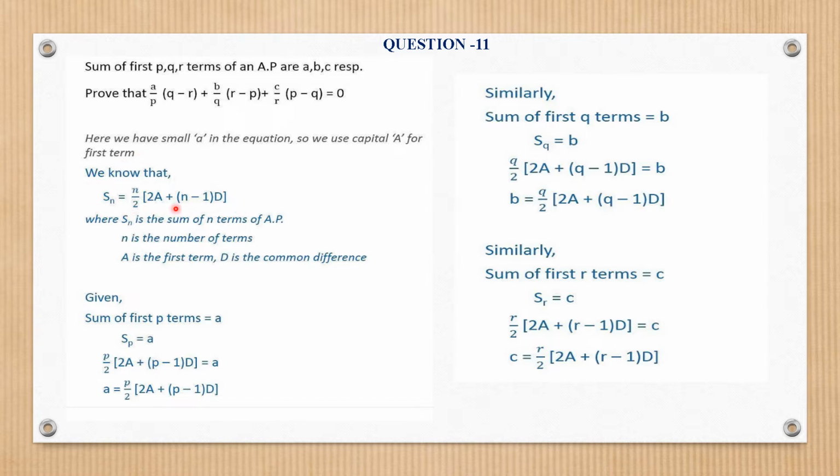So Sn is this formula. See, I have taken this capital A and capital D. Okay, now the sum of first p terms is equal to a, so Sp is equal to a. This is the formula. Change n to p, this becomes equal to a, so a is equal to this. Okay, similarly the sum of first q terms is b, Sq is b, so you have to replace n by q by 2 times this, so I'll get b as this. Okay, similarly the sum of first r terms is c, so it becomes r by 2 times (2A plus (r minus 1)D) equal to c, so c becomes this. Okay, up to here I think there should be no problem.